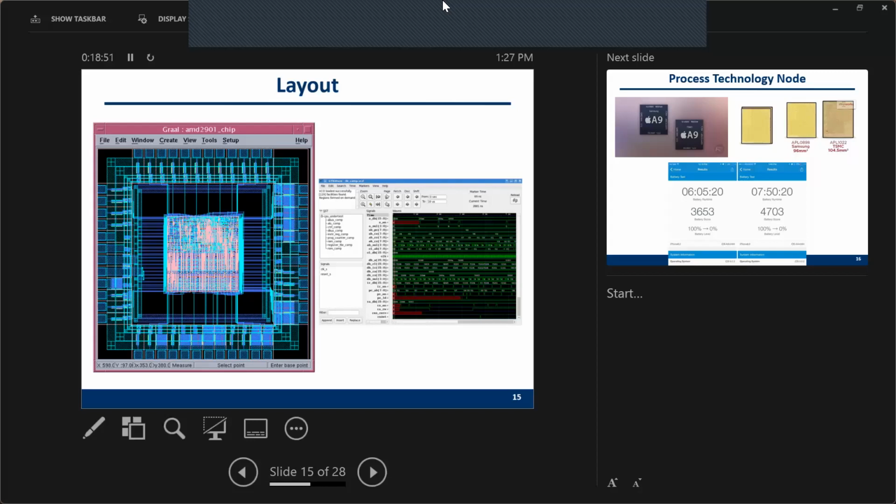And by doing this simulation, you can consider whether your circuit, whether your design can tolerate those delays or not, and then do some modification to help it tolerate those delays.